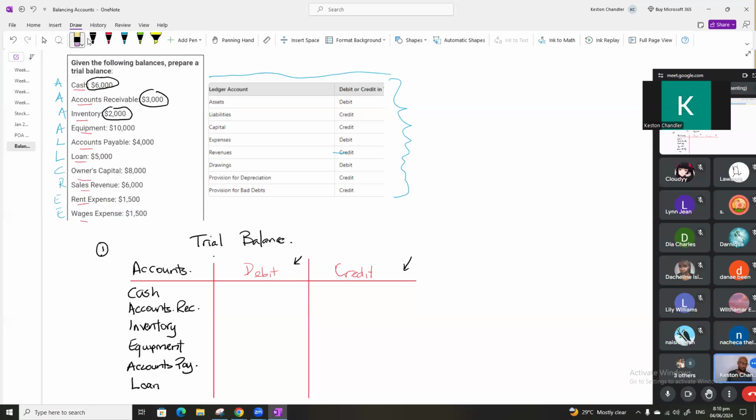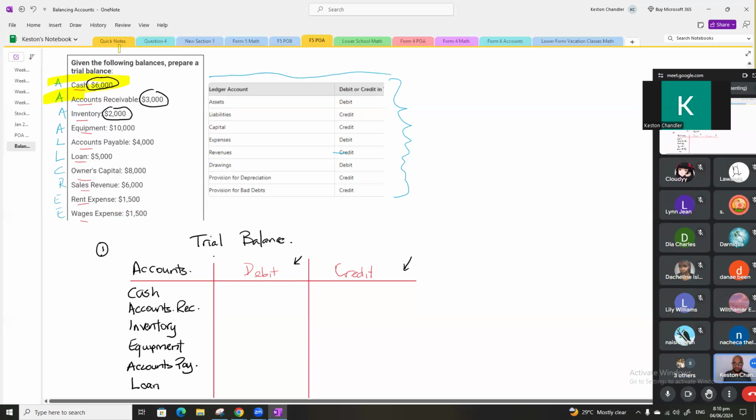Is the approach making sense to you? Yeah? Good, nice. Everybody, right? Perfect, good. So now that I've identified these things here as assets, I know for all of these, up to here, they're all going to be debit balances inside of my trial balance.